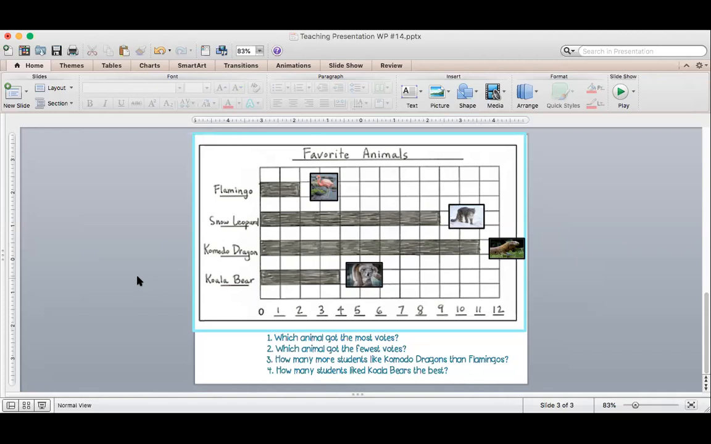So now you know how to use a bar graph. We've practiced with this bar graph with animals, and I can't wait to see what kinds of answers you come up with. Make sure you're using the bar graph to help you and you're not just guessing.